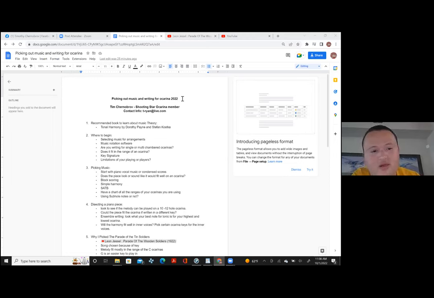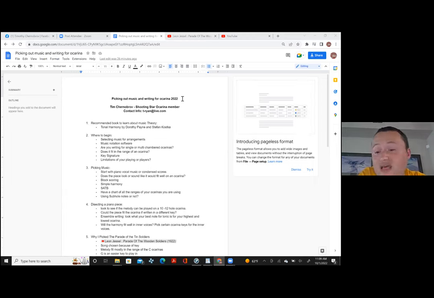A few other things, where to begin. Are you writing for a single or multi-chambered ocarina? That's going to make a huge difference because of the range of the song you might be playing. The key signature: some keys work very, very well on ocarina to be able to play certain songs in a very specific range. Or you're going down to a fifth below tonic, or do, or you're going up a fifth or so above tonic to give yourself more range to adapt to that.